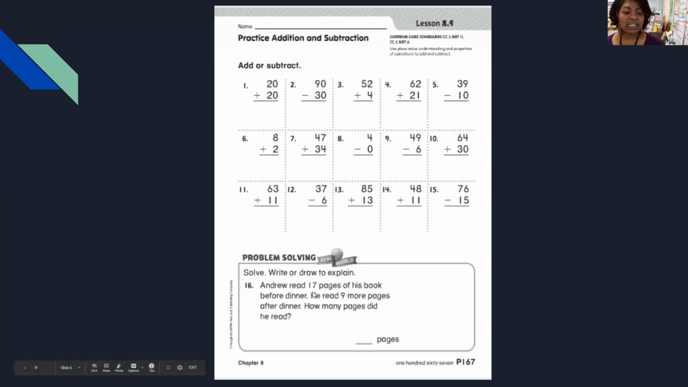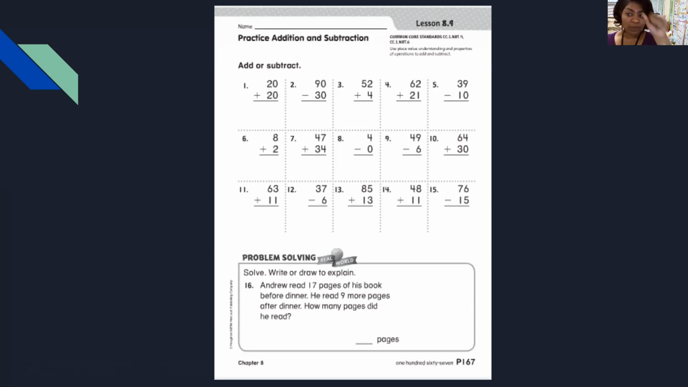When you get to number 15, solve it. You can write or you can draw to explain your thinking. So I'll read it and I'll tell you what I'm thinking. Andrew read 17 pages of his book before dinner. He read 9 more pages after dinner. How many pages did he read? Well, I can put 17 in my head and then I can add on 9. So 17's up here, 18, 19, 20, 21, 22, 23, 24, 25, 26.